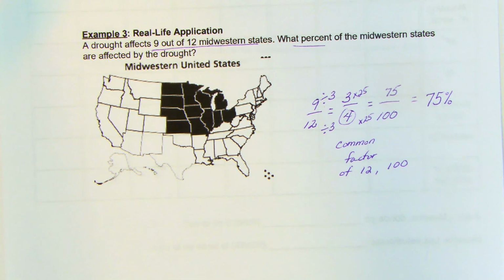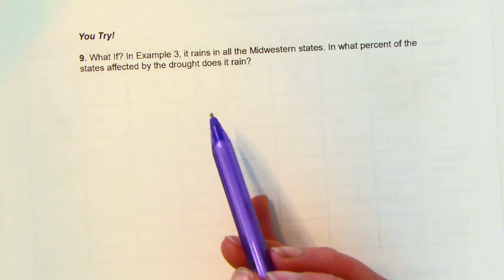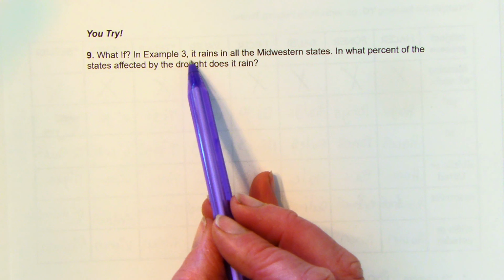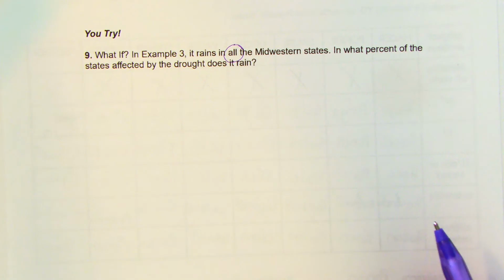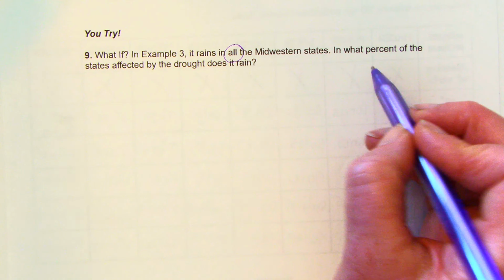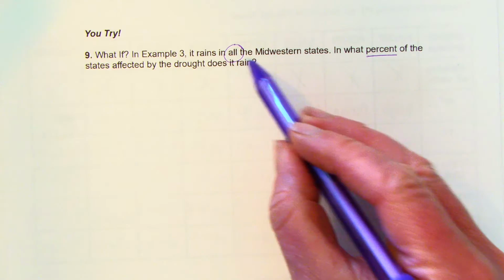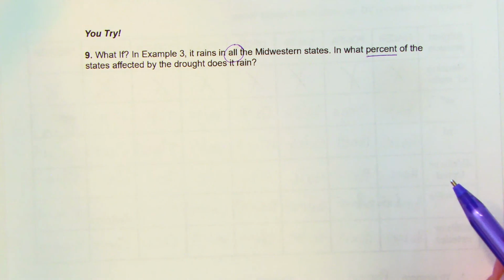Okay. There is a U-try that is for you to try, but I did want to clarify a little bit because I had to read it a couple of times. It says, what if in that example that we just did, it rained in all of the Midwestern states. What percent of the states is all? Okay? They are just wanting you to make a connection between if all of something, what percent is that? And that is all of the percent notes.